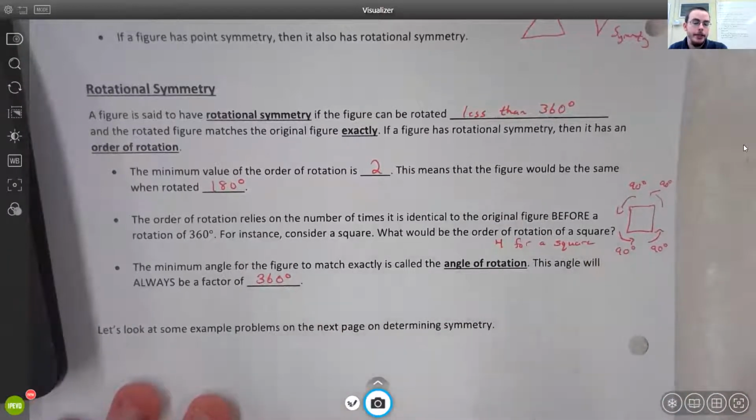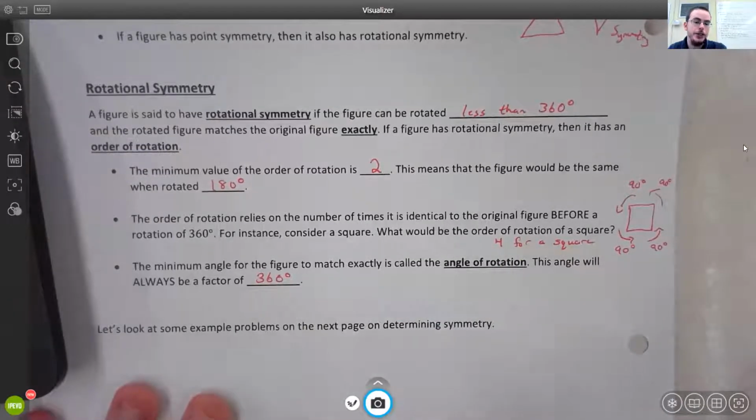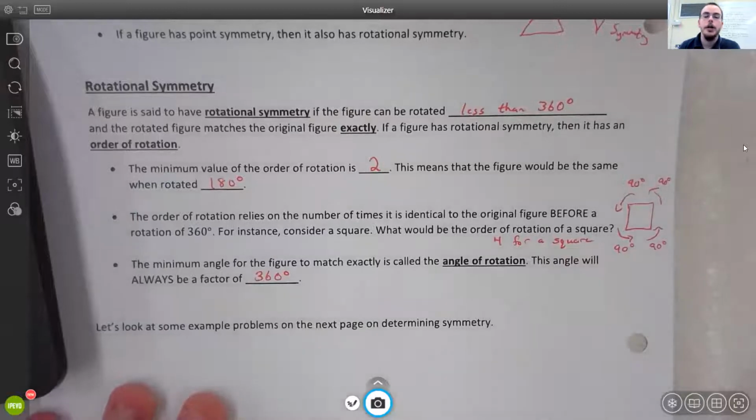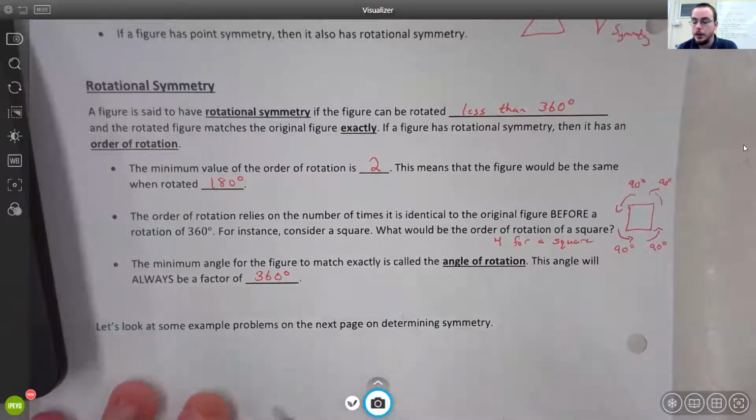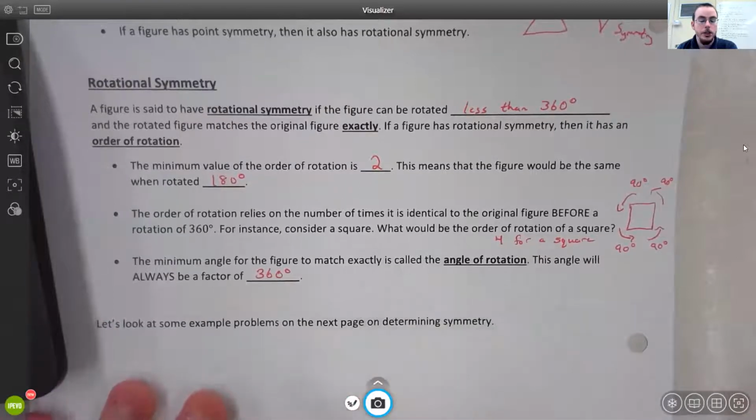So you could have something that has 40 degrees or 10 degrees or whatever else. You couldn't have something that goes in like 50 degrees. There's not going to be anything that rotates 50 degrees and matches up exactly because it's not a factor of 360.